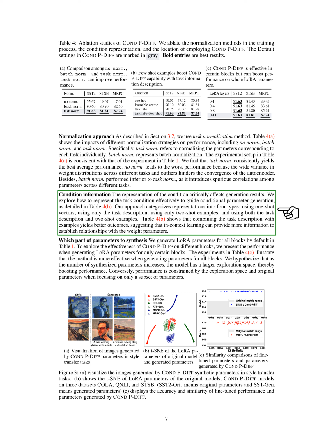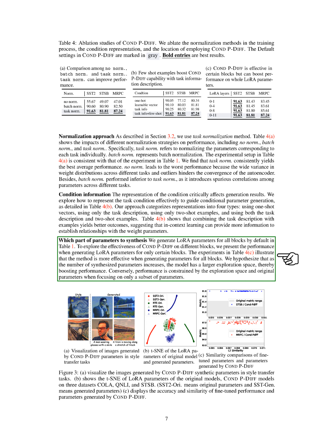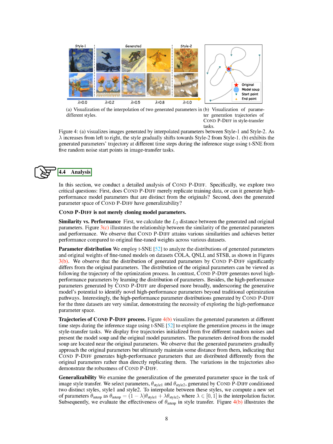When generating LoRA parameters, we typically do so for all blocks. However, we examine the effectiveness of generating parameters for only specific blocks. Our experiments reveal that generating parameters for all blocks is more effective, as it allows for a larger exploration space, which enhances performance. In contrast, focusing on a limited set of parameters restricts this exploration.